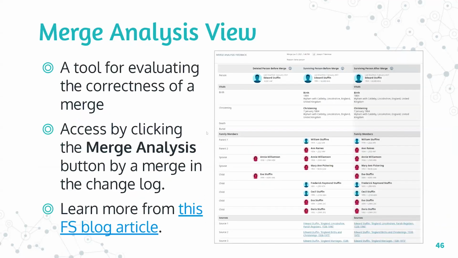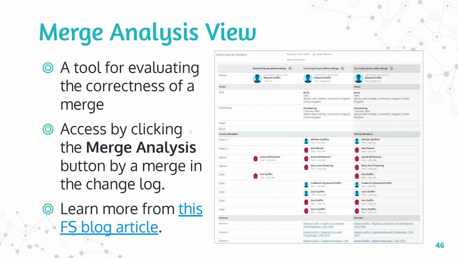Merge Analysis View is a new feature. It used to be in labs, but it is now available to the general public. It's a tool for evaluating the correctness of a merge. Have you ever looked at a merge and said, ugh, I kind of think there's a problem there? Well, Merge Analysis View compares the person who got archived, what they looked like before the merge, the surviving person, what they looked like before the merge, and then finally what the survivor looks like after the merge. So you can compare all three and look for problems or inconsistencies.